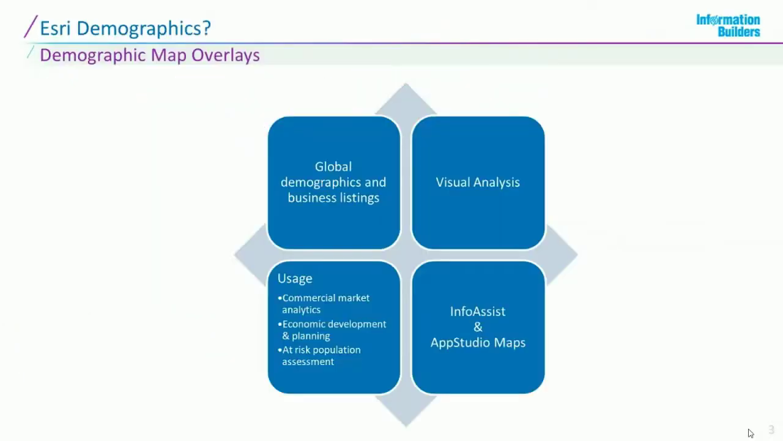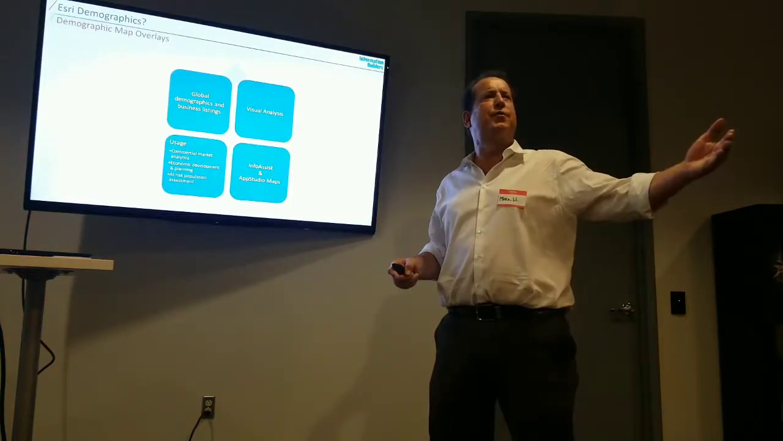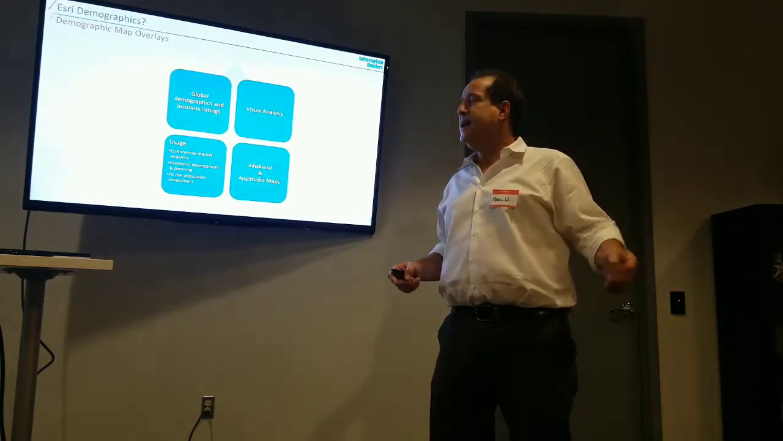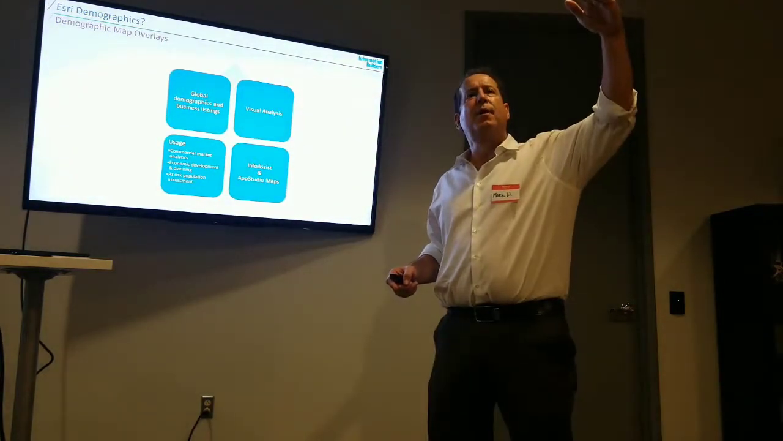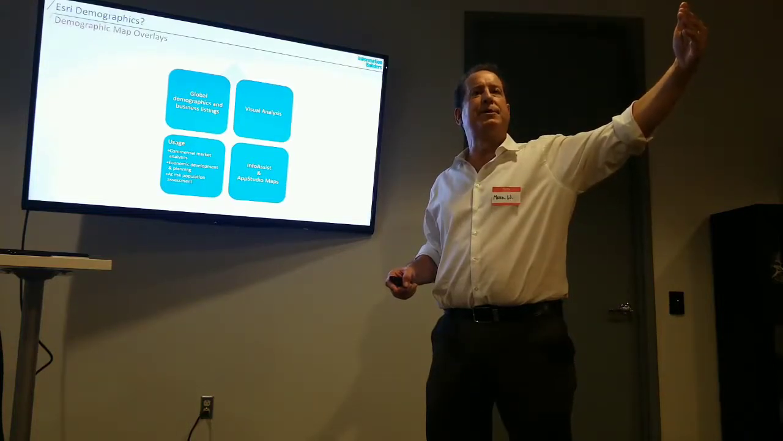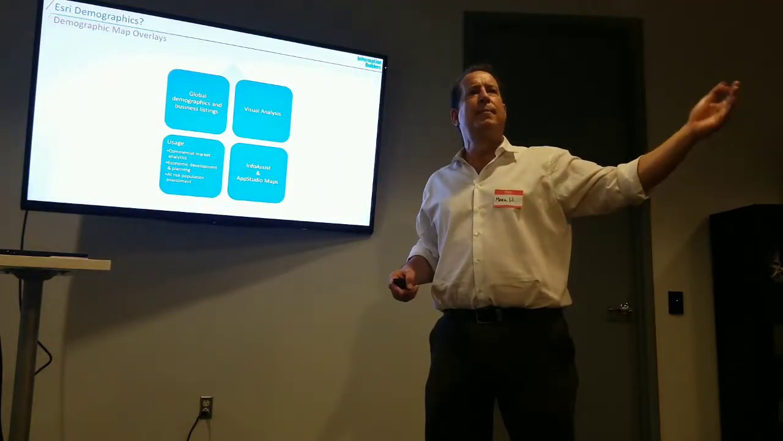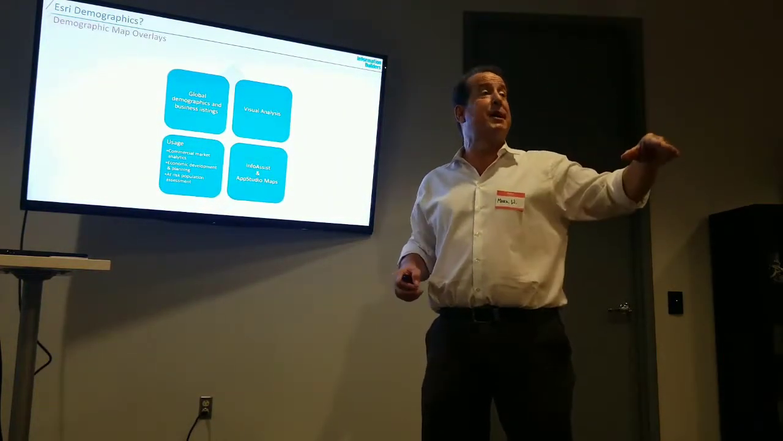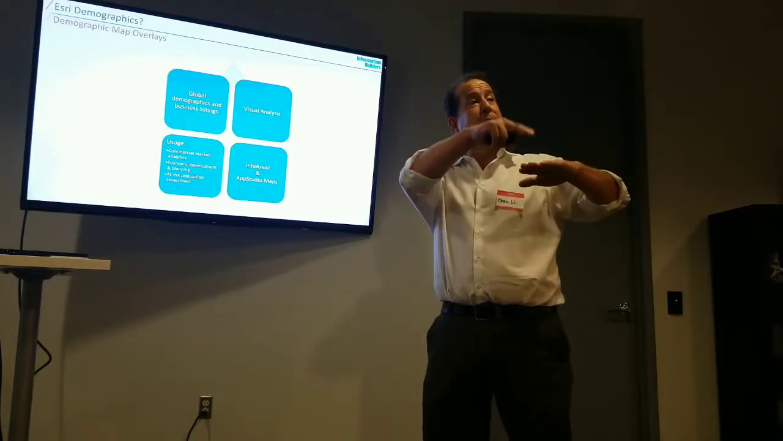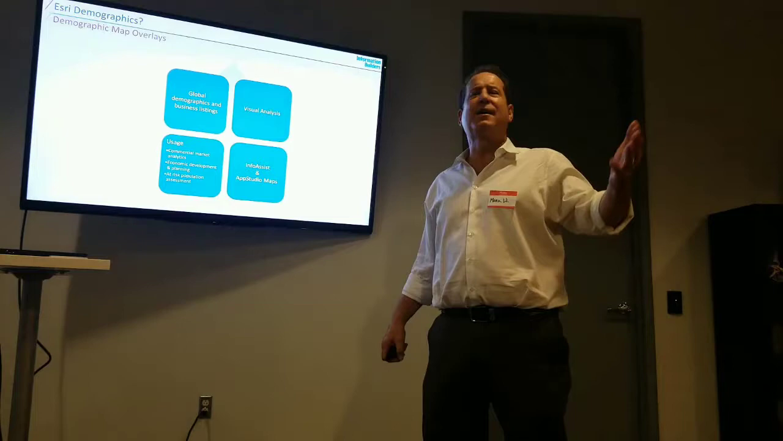Demographic overlays. Typically the kinds of things you're going to see are global demographics and business listings, population counts, projections for income, things like that. They're typically sort of the high-level, more common kinds of demographic information. They're presented as overlays for visual analysis. So if you're old enough to remember the days of the overhead projector and transparencies, right? You put one on top of another, you get kind of a different effect. It's that kind of thing.